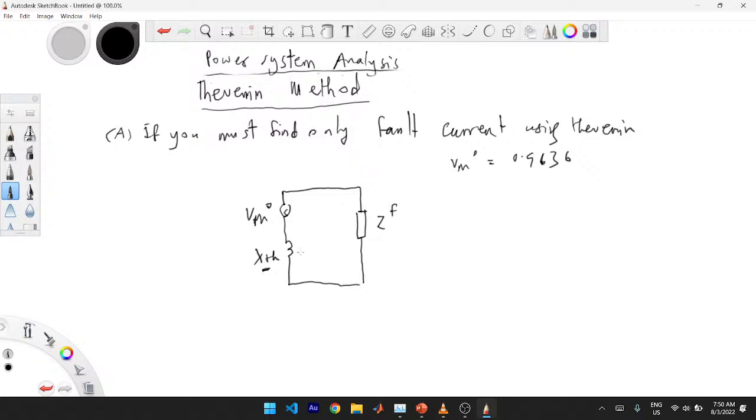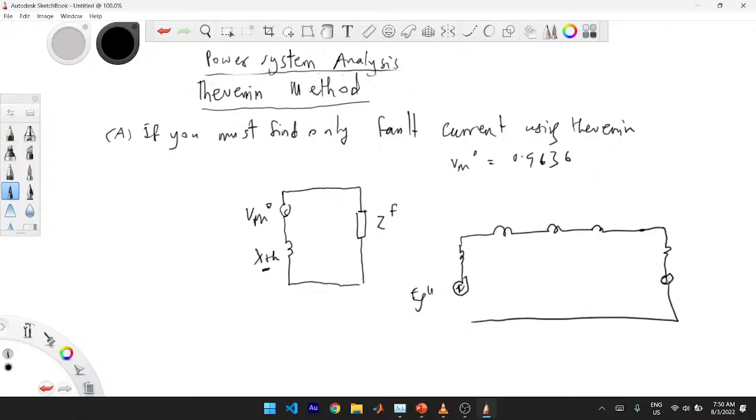So you find XTH, right? The original circuit is this. You always find XTH from your original circuit. So this is EJ prime X X X X. Then now motor impedance, motor voltage. So if the fault occurs here, find the Thevenin's impedance. With that Thevenin impedance, first thing, short circuit voltage source, right? So short circuit here.